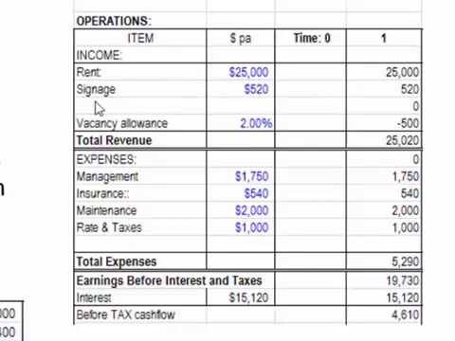The next one is simply a secondary income item. Obviously, not a lot of houses get signage income. It's something that often happens with commercial buildings. You have an office tower, and on top of it, it might have some large company's name on it. A large company doesn't actually own the building. They simply have the right to put their name out on top of it.